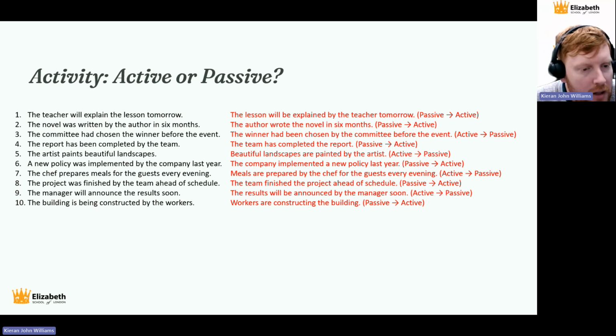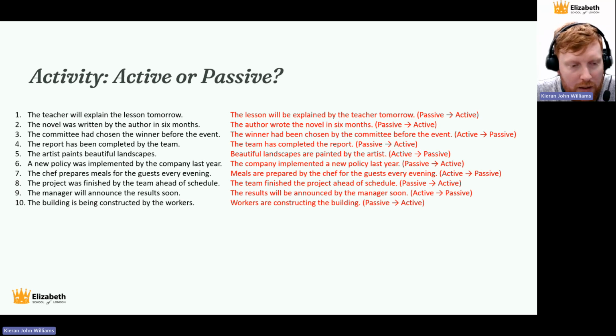And number 10, the building is being constructed. That was passive. If you change it to active, you will have workers are constructing the building. So again, if you got those correct, well done. You get a clap, and you also get a thumbs up as well for your good work.